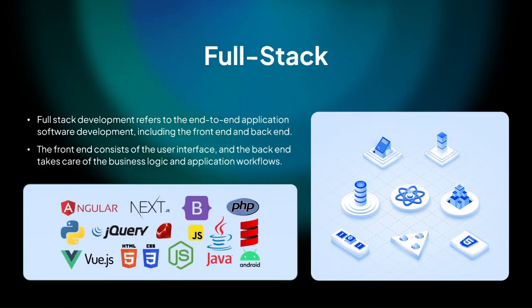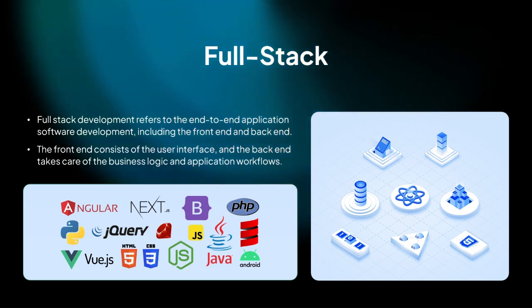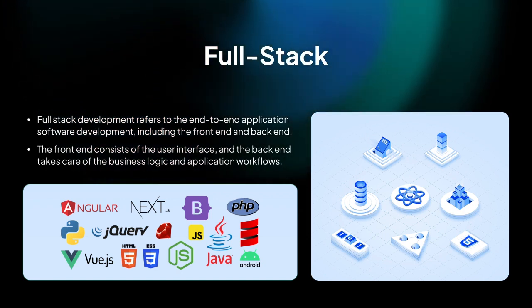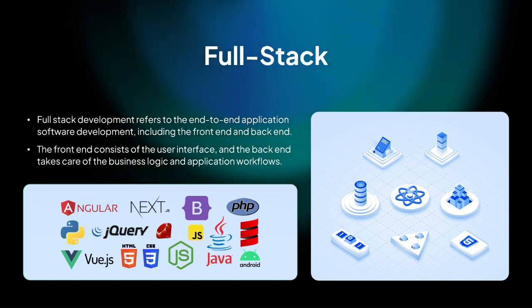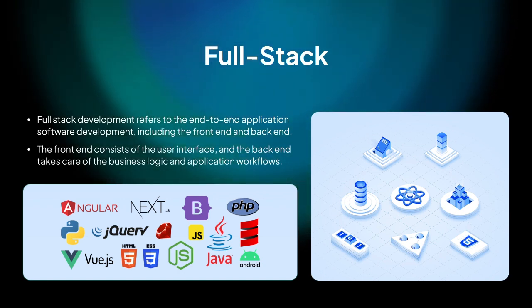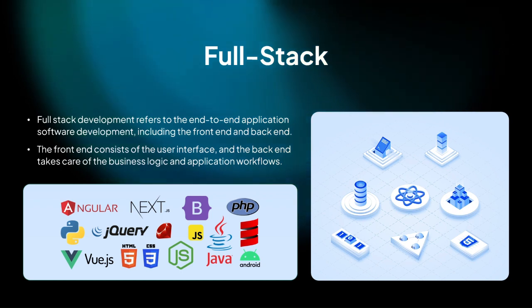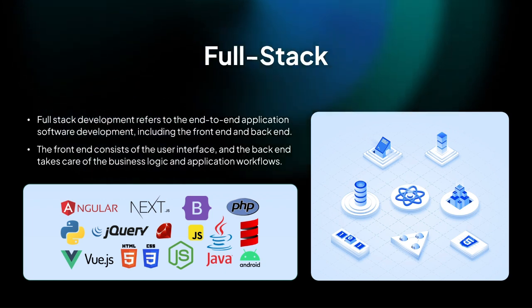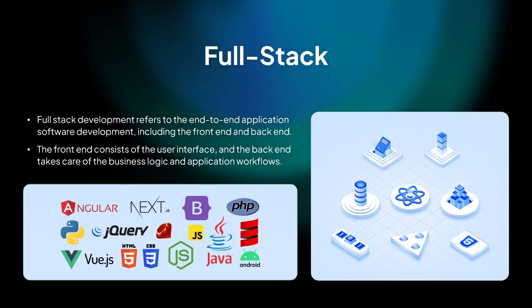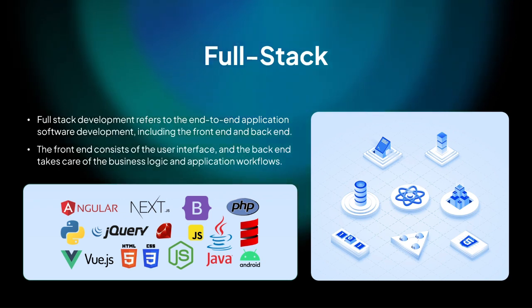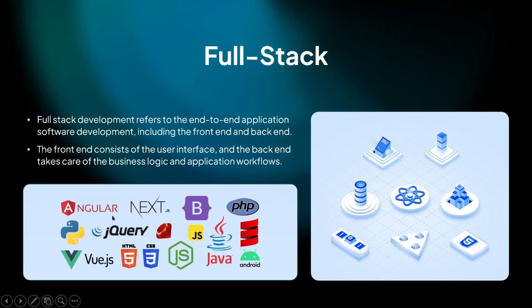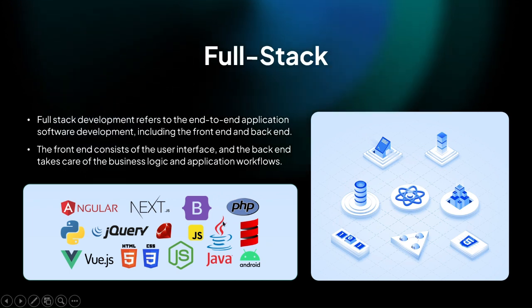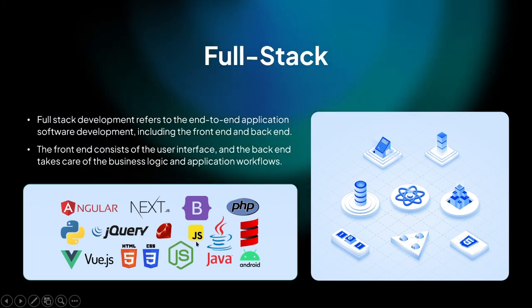So, what is full stack? Full stack development refers to the end-to-end application and software development. It involves using all the frameworks and the use of APIs to develop a software application. That means the entire tech stack is utilized and a full-fledged application is created. It involves the creation of the front end, which covers the user interface, and the backend, which takes care of the business logic and the application workflows. These are the frameworks and the languages that a full stack developer uses, and these are involved in the development of a full stack application.